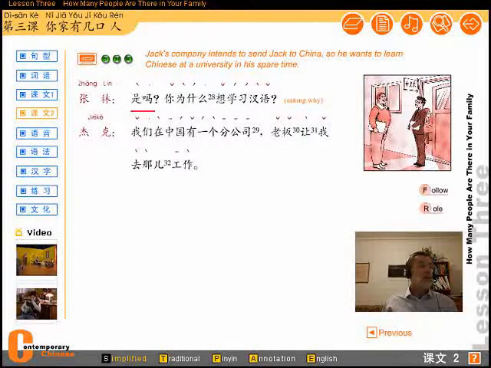So you notice that the structure of the sentence is basically the same as Jack's statement. 我想学习汉语. 我想去你们学校学习汉语. And now basically what Zhang Ning's done is replace the verb 去 with 为什么, the question word here. 你为什么想学习汉语? So why do you want to study Chinese? And let's have a listen to what Jack says.